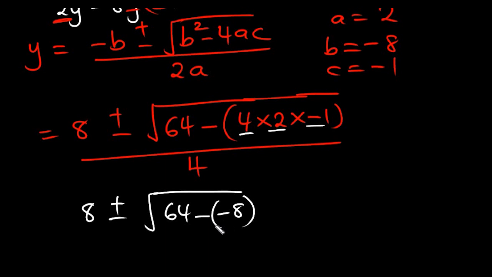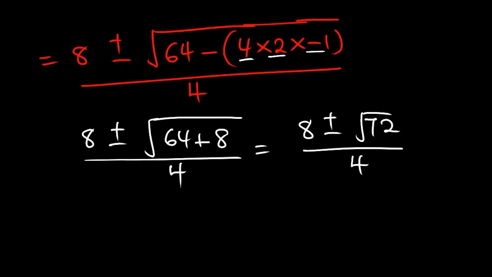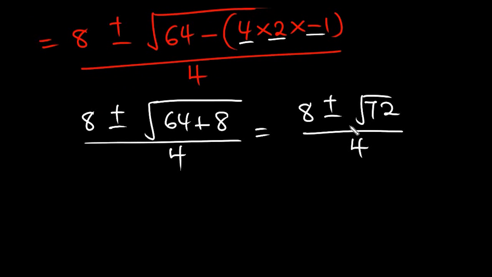And just like we said, when you have two negative signs, we can replace them with a plus. So this is the same thing as 64 plus 8, and then all this divided by 4. So 64 plus 8 is 72. So this is going to be 8 plus or minus the square root of 72, and then divided by 4. So we are almost there. We need to find the square root of 72 using your calculator.